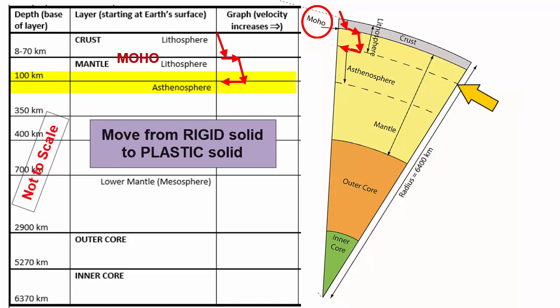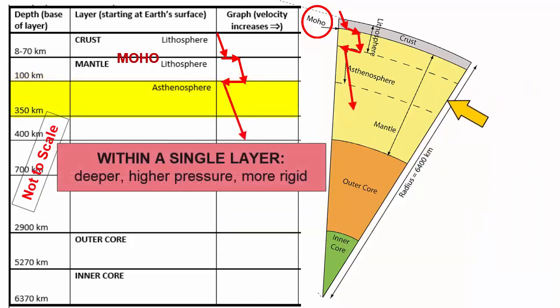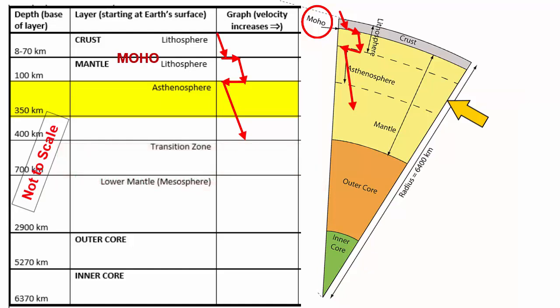Even though the pressures are higher here, so too is the temperature, and that brings these rocks very close to their melting point, so much so that they behave like a plastic. We call this low-velocity layer the asthenosphere, and over long periods of time it can flow and convect, and thus helps drive the breakup and movement of the overlying lithosphere or plates. As seismic waves continue to descend within the asthenosphere, the increasing pressure creates increasing rigidity, and there's a slow and steady increase in seismic wave velocity with the wavefront bending upwards.